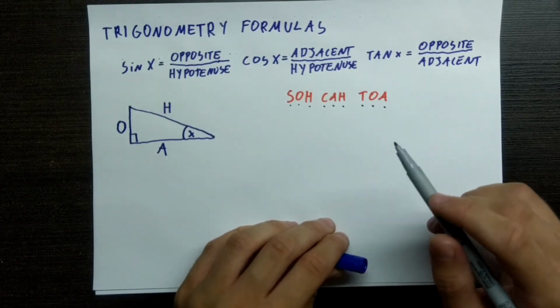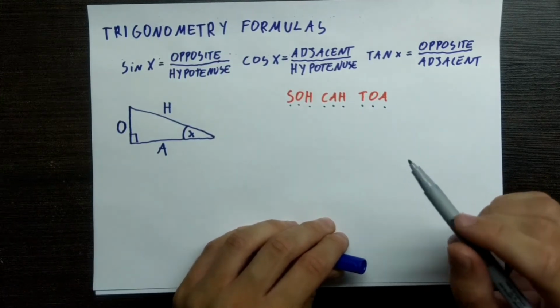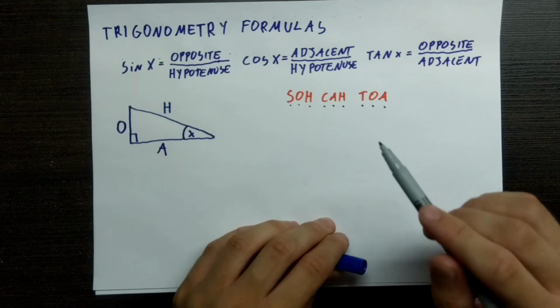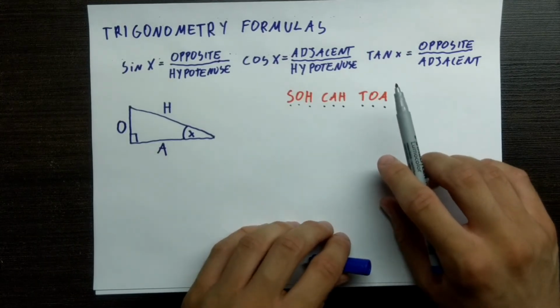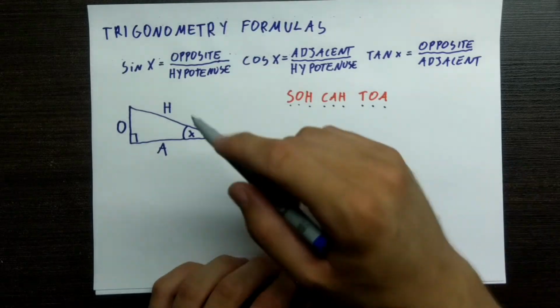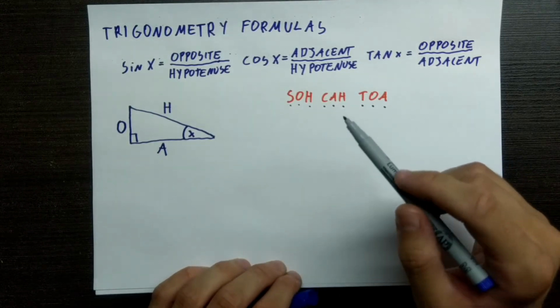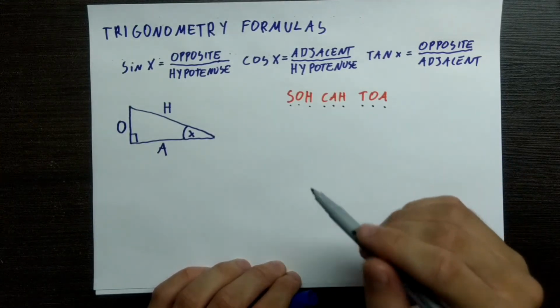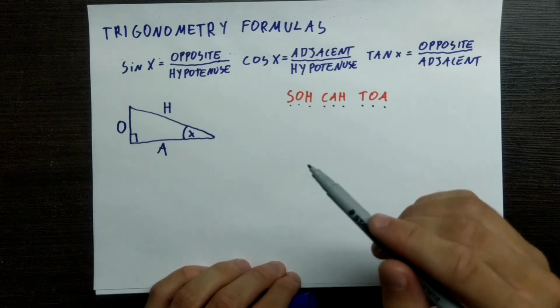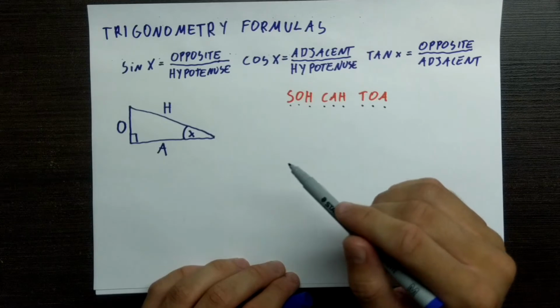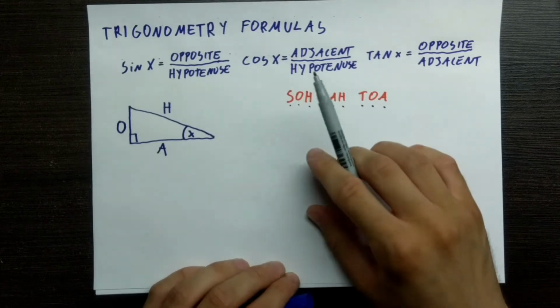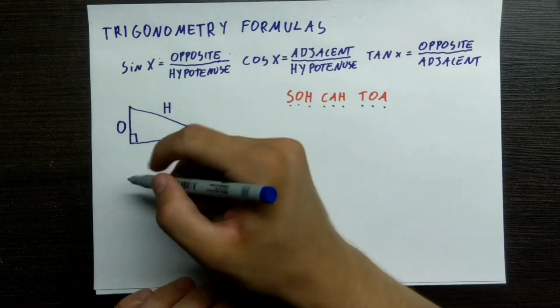So now let's get on to how to actually use these in our calculations. Well, there are 2 basic ways we can use trigonometry formulas. The first thing we can do with them is apply these formulas to figure out the angle of a triangle. So let's take this example.